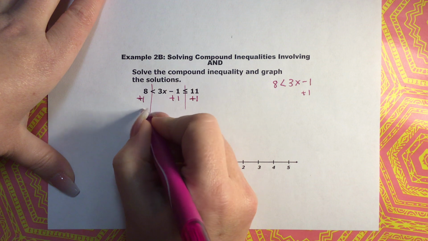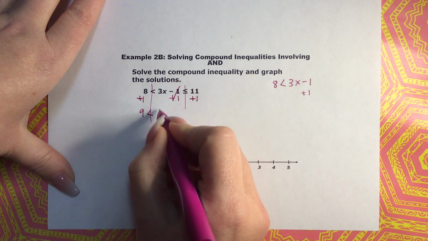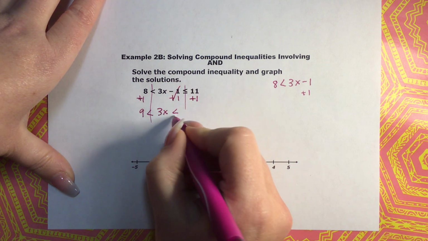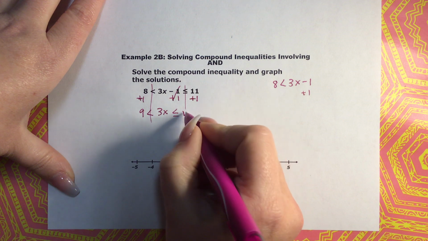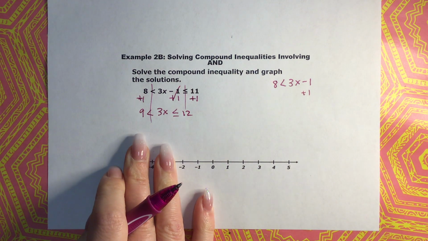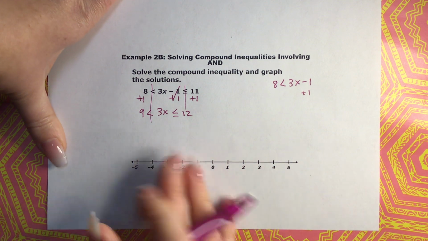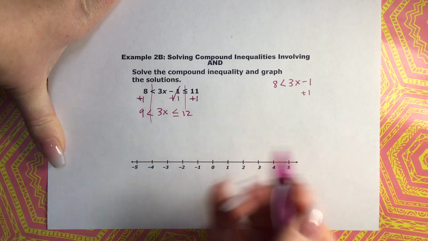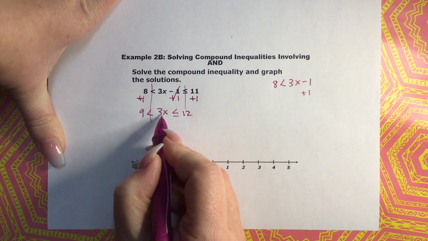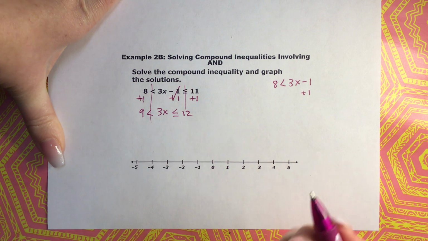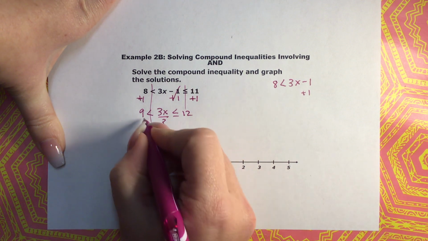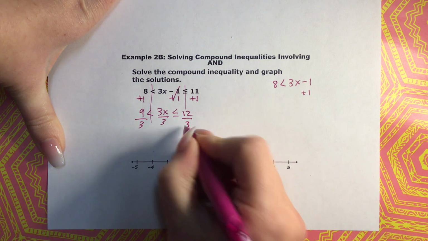8 plus 1 is 9. And then that cancels, so we're just left with 3x. And then 11 plus 1 is 12. I just remember being so intimidated, but once I figured this out, I was like, oh my gosh, this is like the easiest thing in the world. And then we just need to get x by itself, so it's 3 times x, right? What's the inverse operation of multiplication? Division. Then we just divide by 3 to all 3 sides.